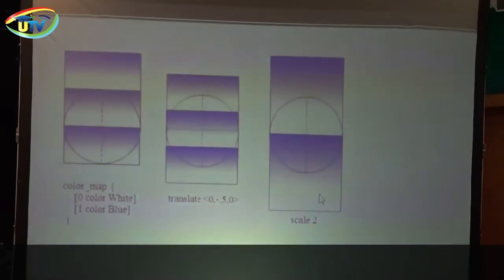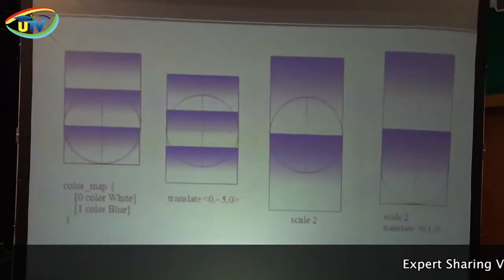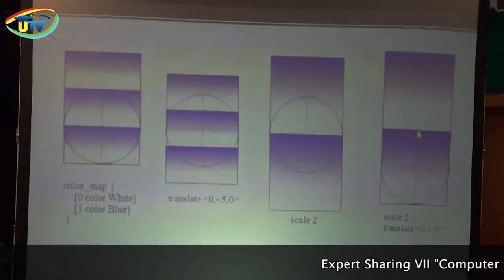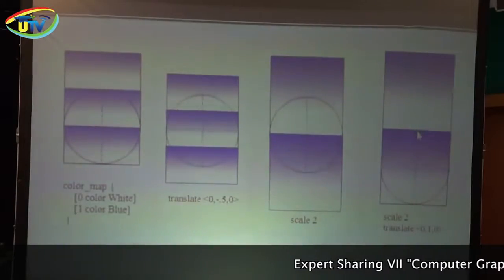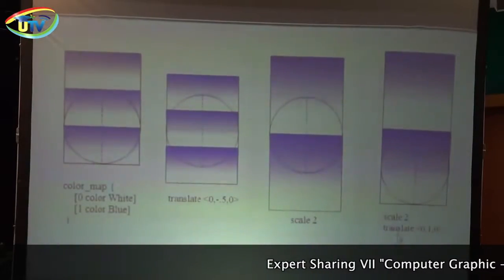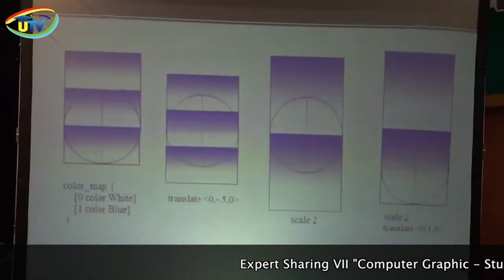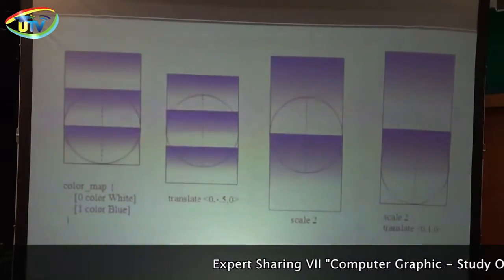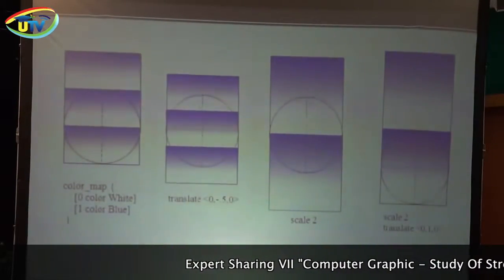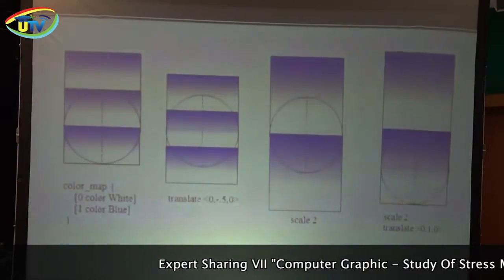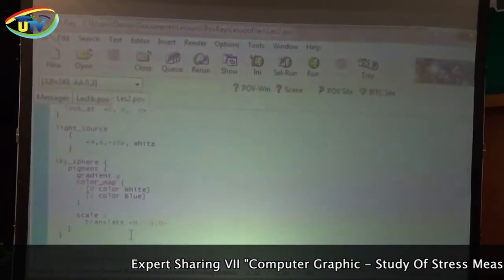Now what I'd like to do is move this whole thing up. What would that be? That would be 1 unit. So if I translated the whole thing up 1 unit, then I should get something like this. So it would be white at the very bottom and deepest blue at the very top. So let's follow that scale 2 by translate 1 up. We're translating this gradient thing up 1 unit. Let's try that with POV-Ray and see if that does the job.